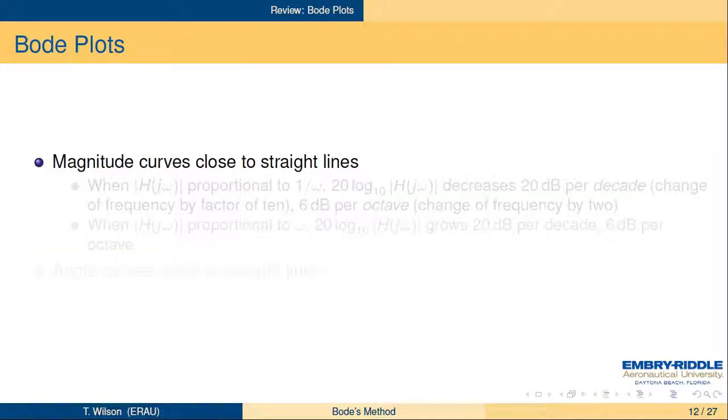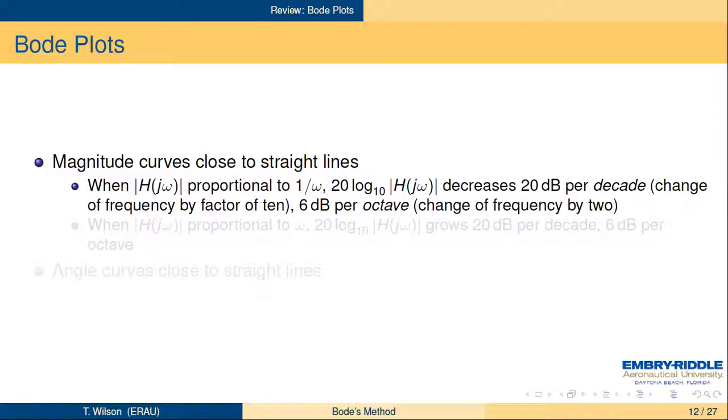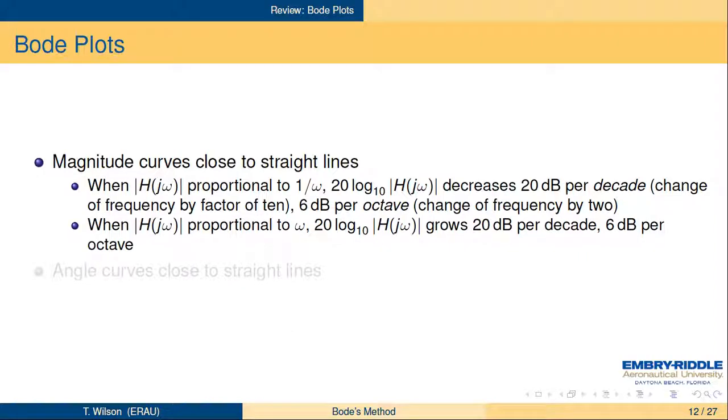So we've already seen that the magnitude curves can be approximated by straight lines. When the gain is decaying as 1 over omega, then 20 log base 10 of the magnitude of H of j omega decreases at minus 20 dB per decade. And when it's growing proportional to omega, then the gain in dB grows 20 dB per decade. Those 20 dB per decade factors correspond also to 6 dB per octave, where an octave is a doubling of the frequency. And we also saw that we could approximate the angle curves with straight lines.